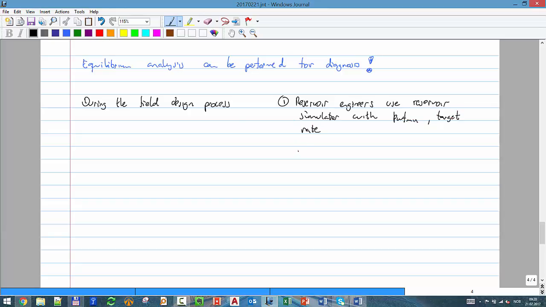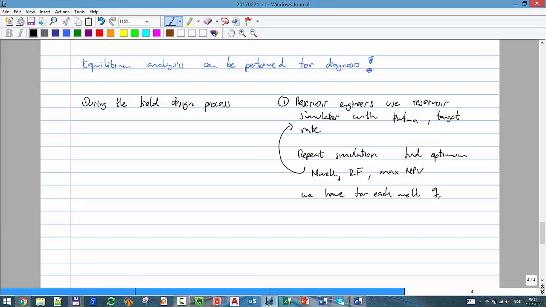And they repeat those simulations, or they perform many simulations to find the optimum, for example, number of wells, to find the recovery factor, to find a configuration that gives them maximum NPV, etc. Okay, and after, they say the rates that we want, so for each well, Q oil desired versus time, how much I want to produce from each well in time.